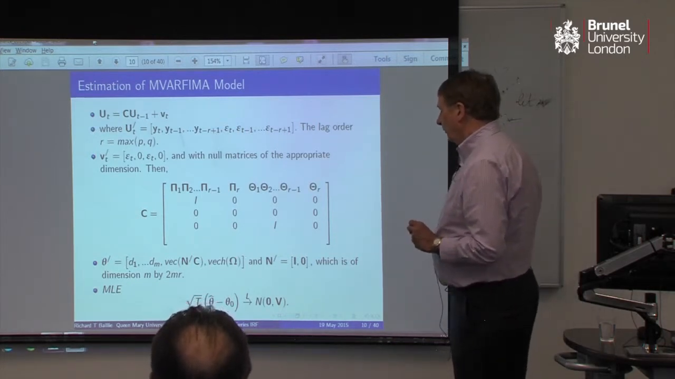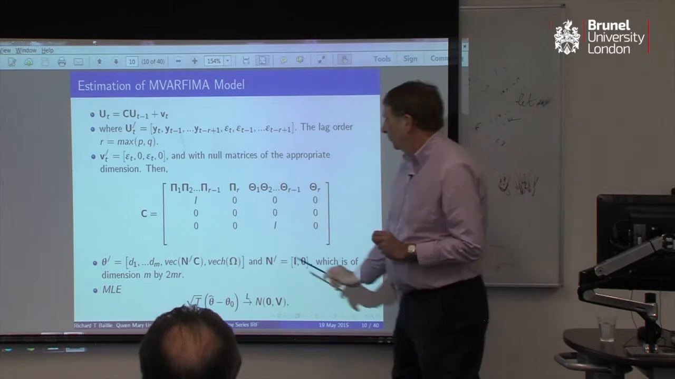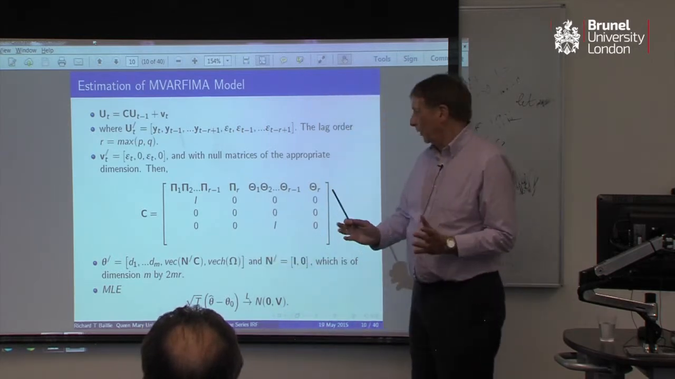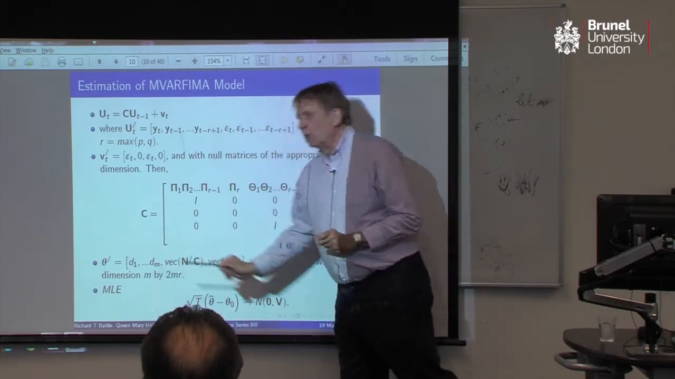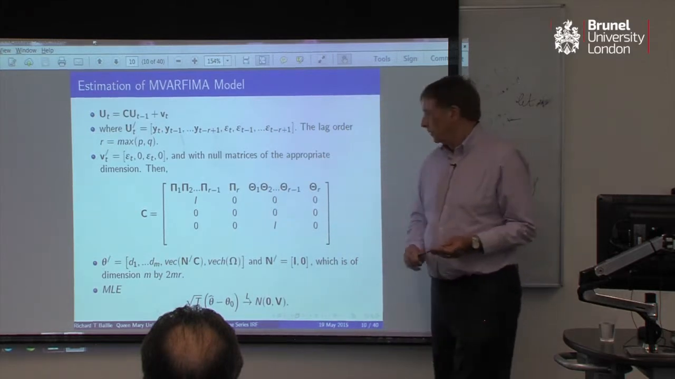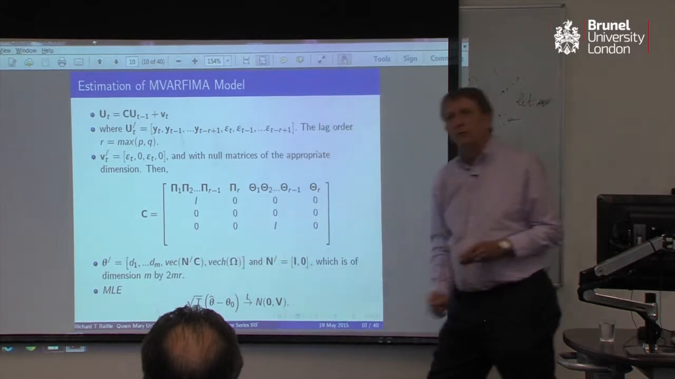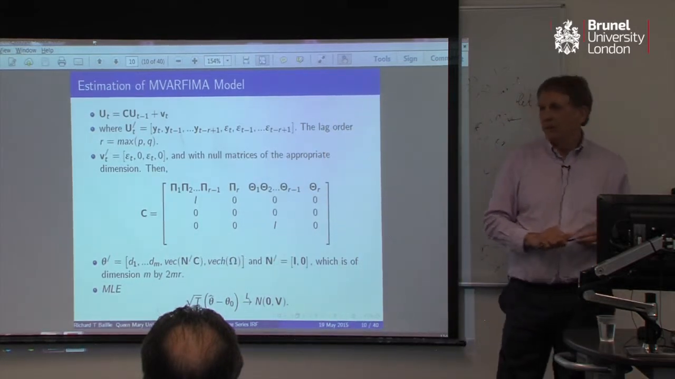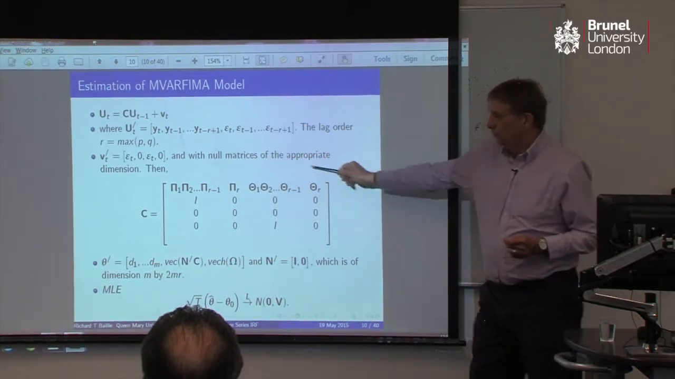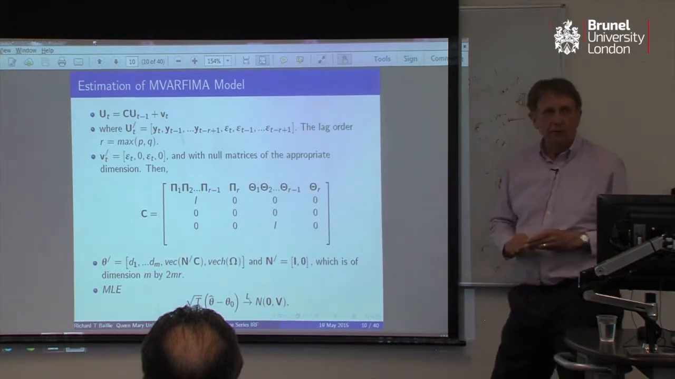So the parameter vector is going to include three real parts. It's going to be the m long memory parameters in each equation. It's going to be all the ARMA parameters in this part. N is a selection matrix, picking out the appropriate elements of the C matrix, the short memory parameters.